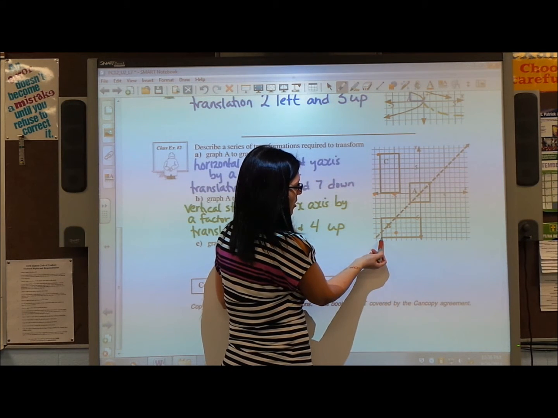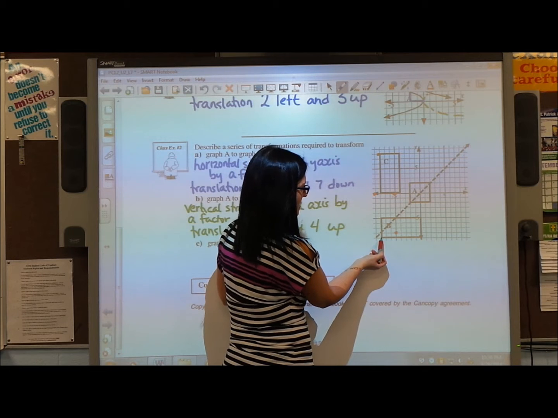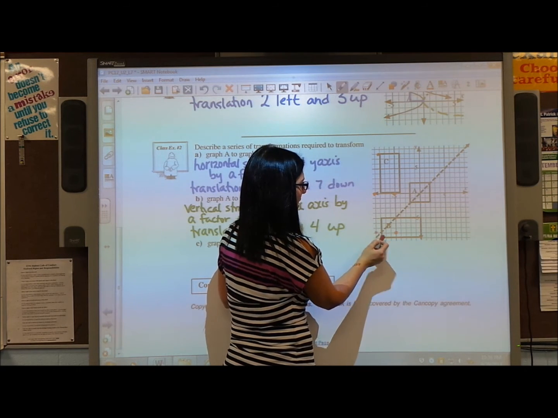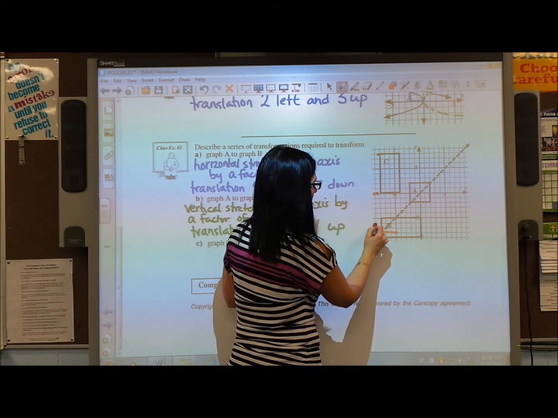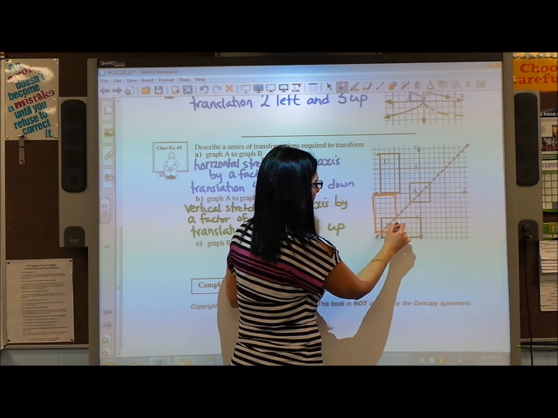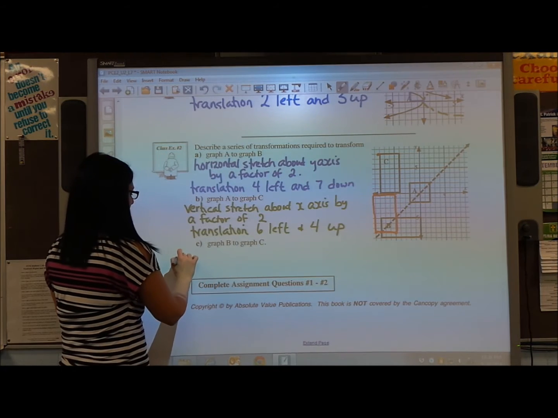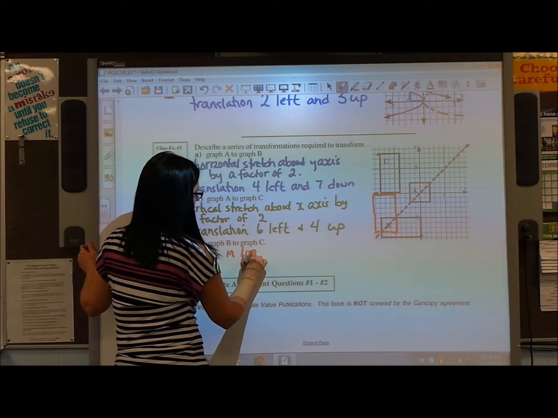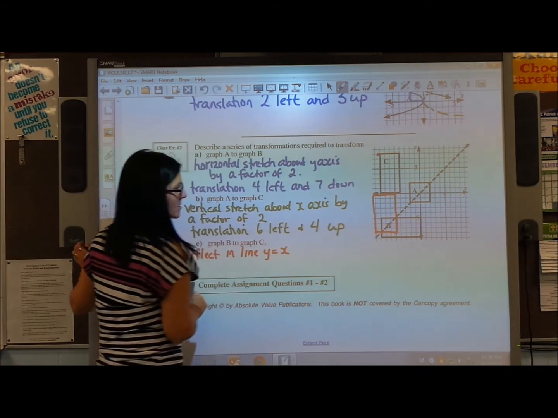And this coordinate right here, which is at (-8, -9), becomes (-9, -8). So here is my image after that reflection. So we have a reflection in the line y equals x.